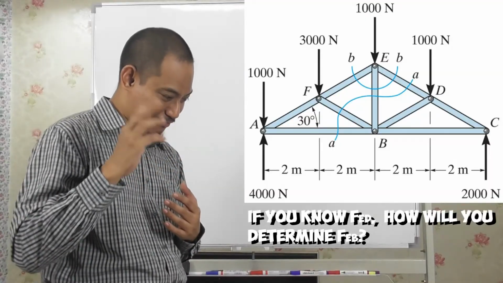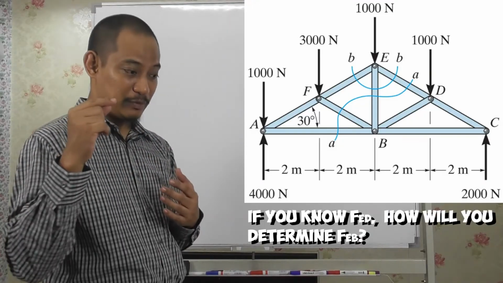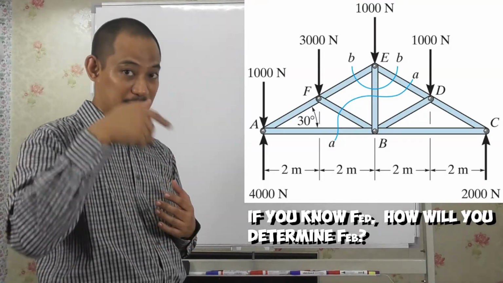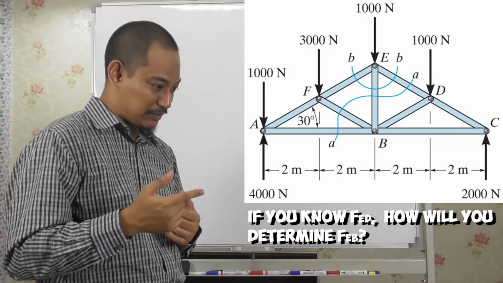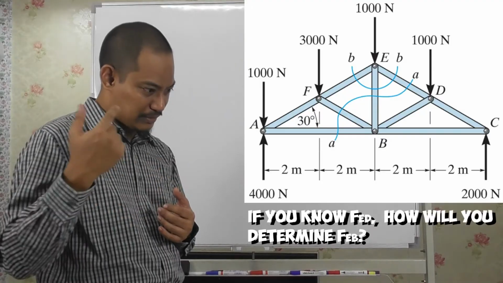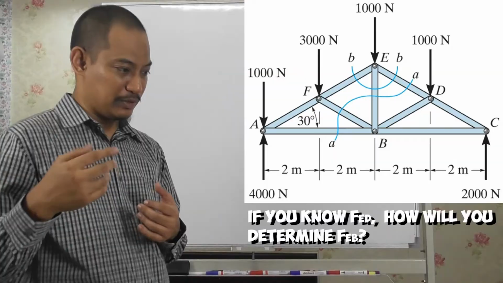Option C, by taking section AA. Okay, section AA you have 4 unknown. Summation of moment about point B. Now, if you take moment about point B, you cannot solve for EB, because EB goes to point B. If you take moment about point D, and you cut AA, then you have too many unknown.